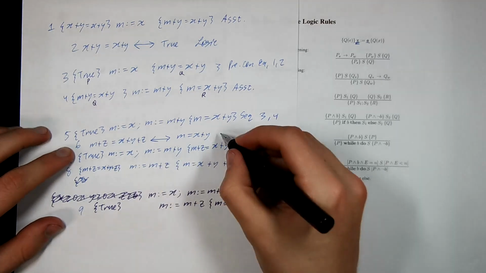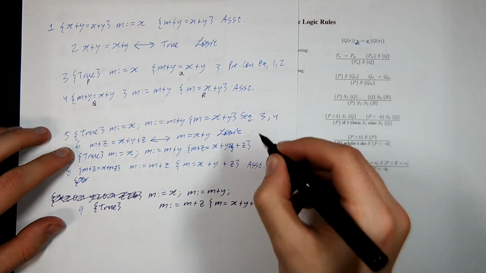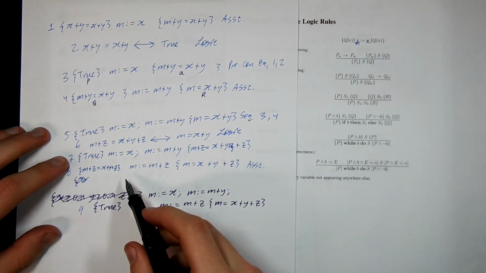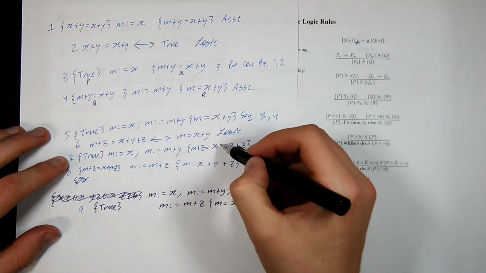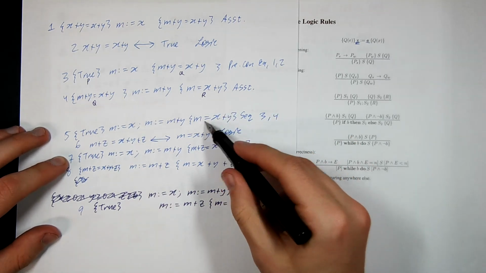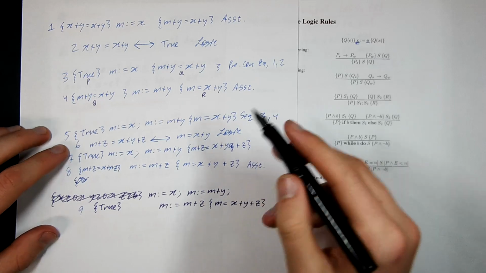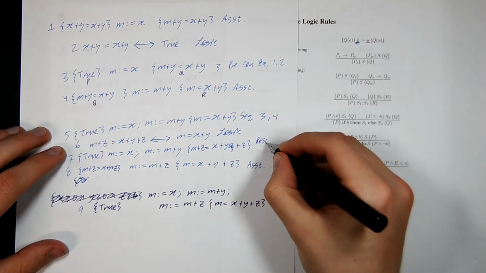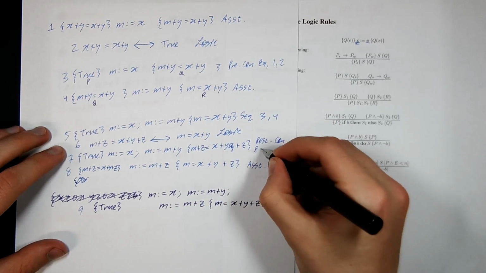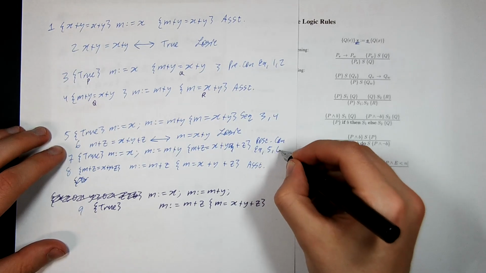Okay, line 6 is just logic. Line 7, how do we do that? I've forgotten. Oh, the post condition. Post condition equivalence, because this thing here is the same as this thing here by line 6. So post con equivalence line 5 and 6.